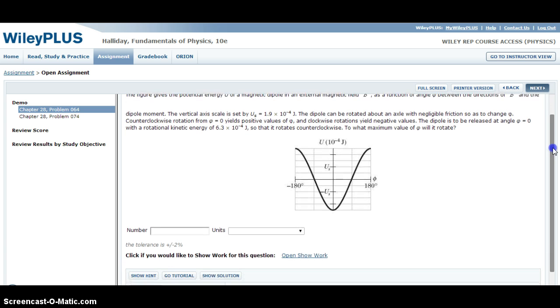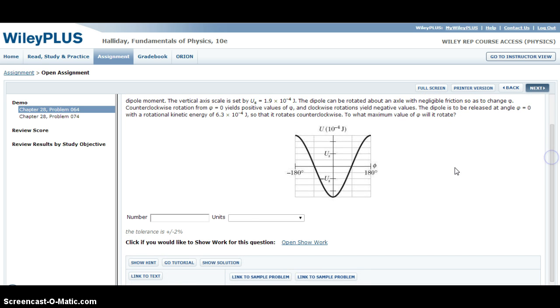So if you go here, students at this point, if they're adventurous, can choose to solve the problem directly and enter their answer, which has a tolerance of plus or minus 2%. And then the units, which is a nice feature that we've added that really forces the students to choose the correct unit for their answer.